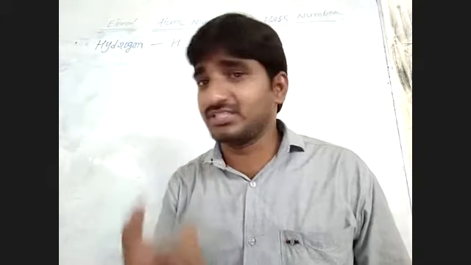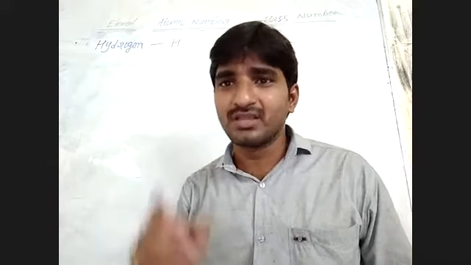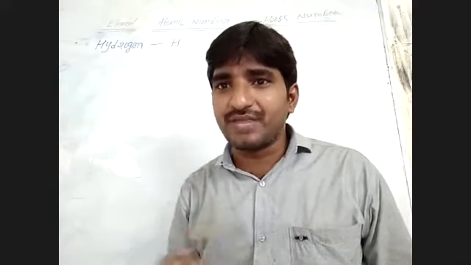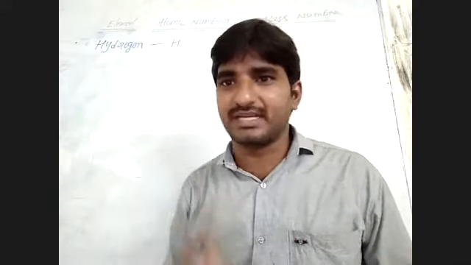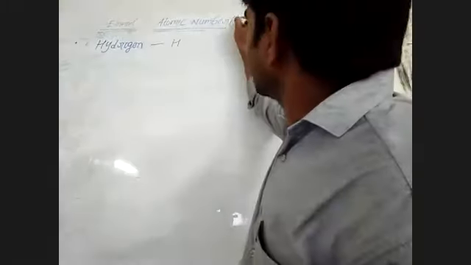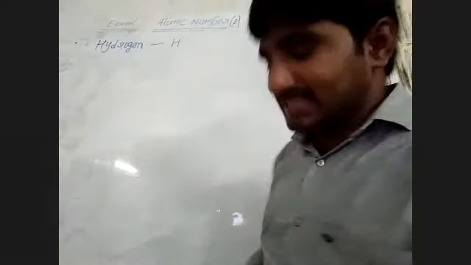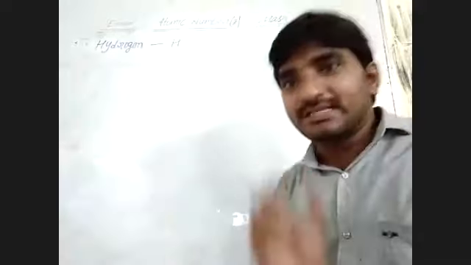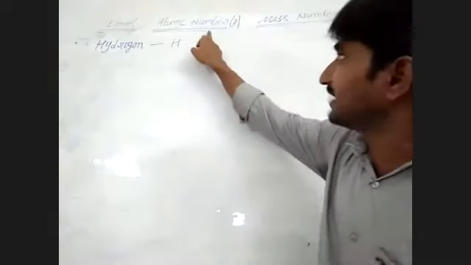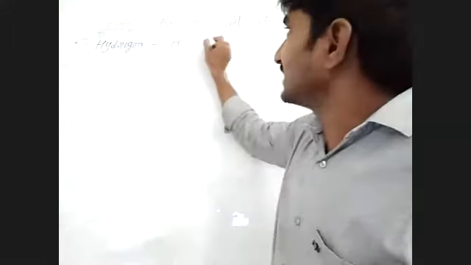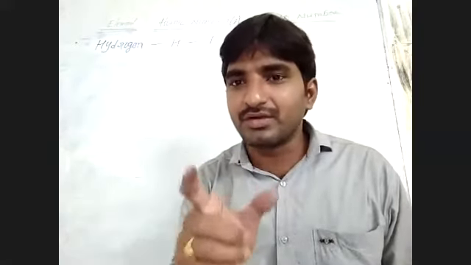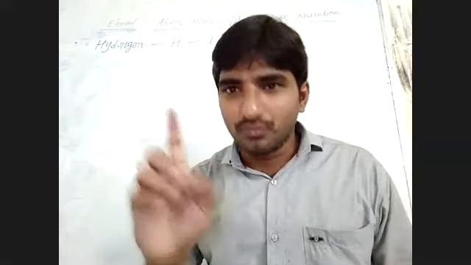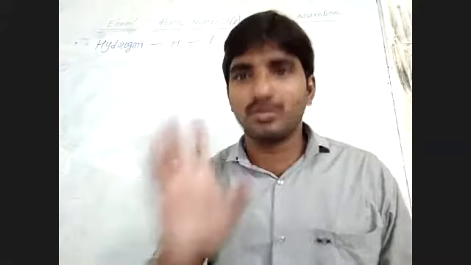I told you in the first session that atomic number means the number of electrons or the number of protons. Z is nothing but the atomic number. Atomic number means the number of electrons or number of protons. So here the hydrogen atomic number is 1. Why? Because hydrogen has only one electron or one proton.